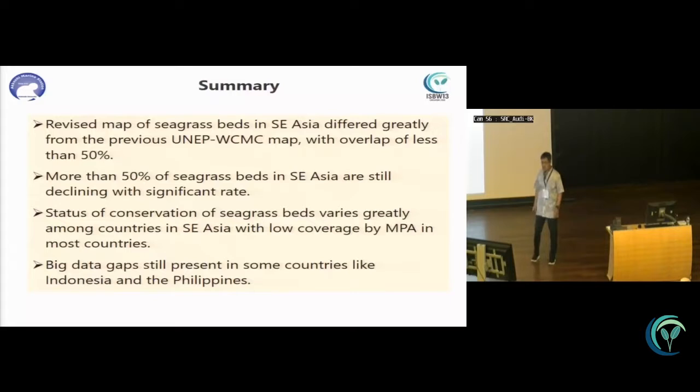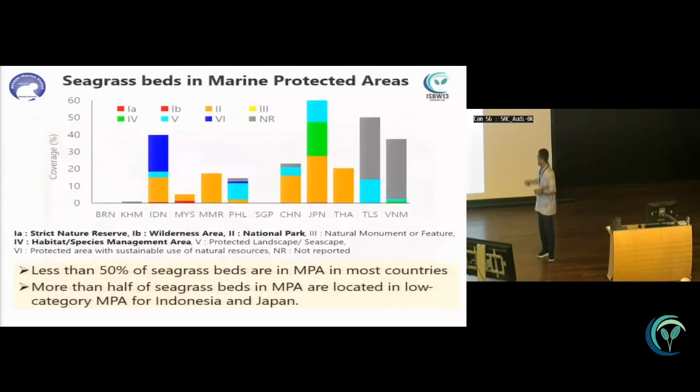Anyway, here's a summary. We revised the map of seagrass beds based on data taken after 2000. Based on that, still more than 50% of seagrass beds in Southeast Asia are declining at a very significant rate. The status of conservation varies greatly among countries, but you have to be cautious because MPAs in different countries or regions are regulated in a different manner.